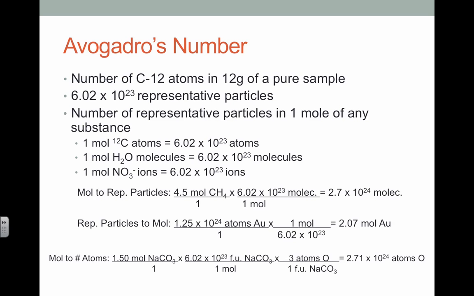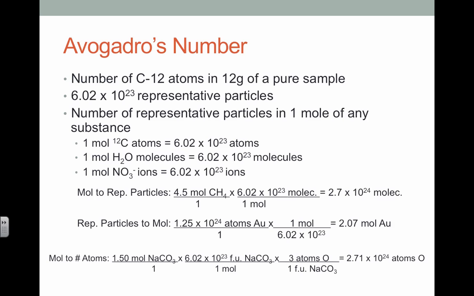Avogadro's number is basically a subjective number. It is based upon 12 grams of pure carbon-12, and remember 12 refers to the mass number, so this is a particular isotope of carbon. If we actually estimate or count the number of atoms in 12 grams of carbon-12, it is 6.02 times 10 to the 23rd atoms.